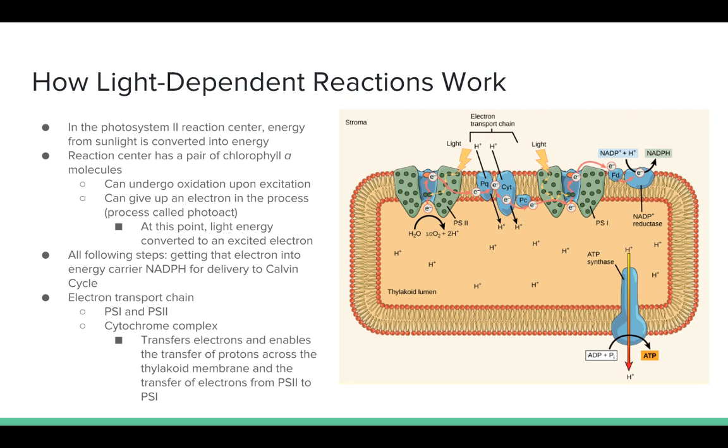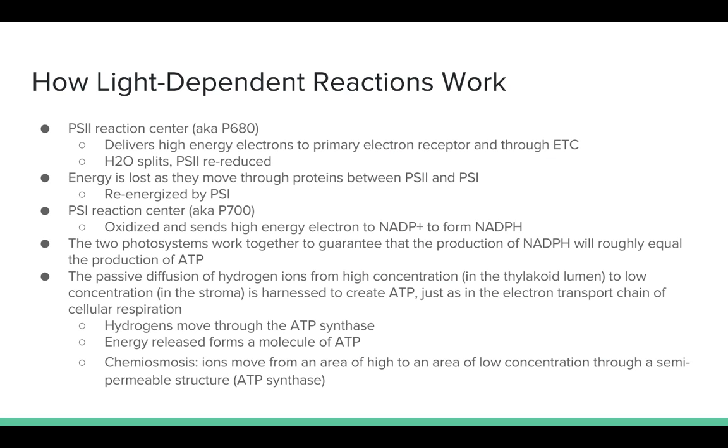to the Calvin cycle. And this happens through the electron transport chain, which includes PS1 and PS2 and the cytochrome complex. In the PS2 reaction center, water splits and the PS2 is re-reduced. And energy is lost as they move through between the PS2 and PS1, and it is re-energized by PS1. And in the PS1 reaction center, NADP plus forms into NADPH.